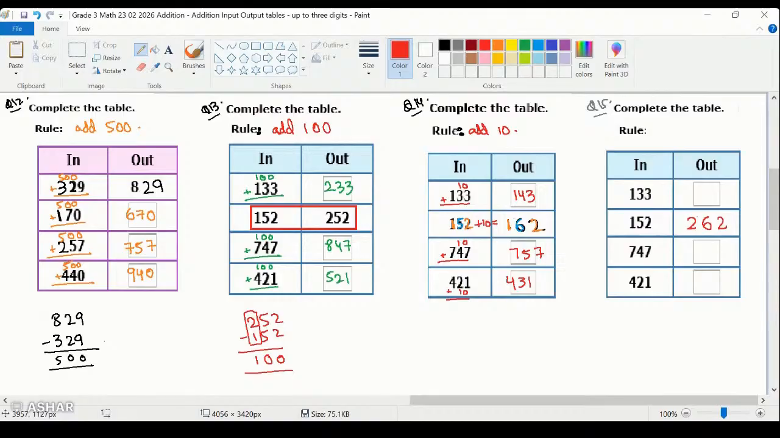152 becomes 262. That means the hundredths one has changed to 2. The 5 in the tens is changed to 6. Agreed? In order to find the difference, we always subtract. So can we say 262 minus 152? No, Emmanuel. In question number 15, the tens is also changing.